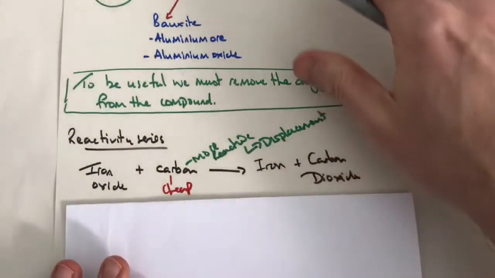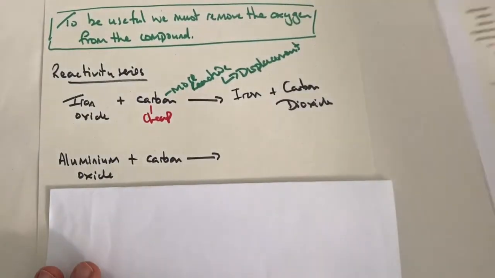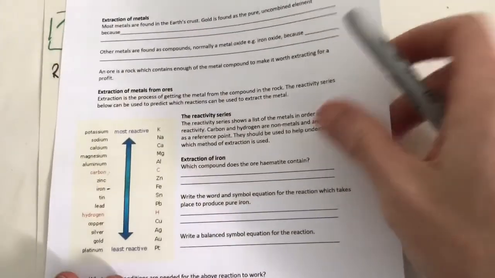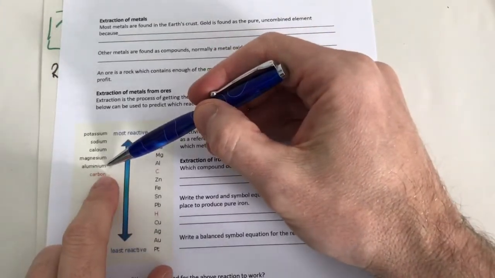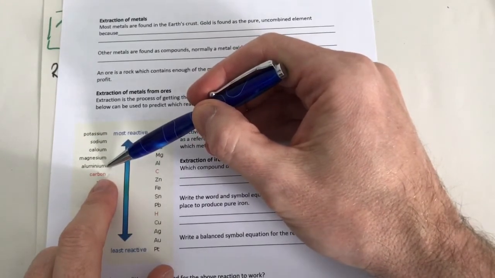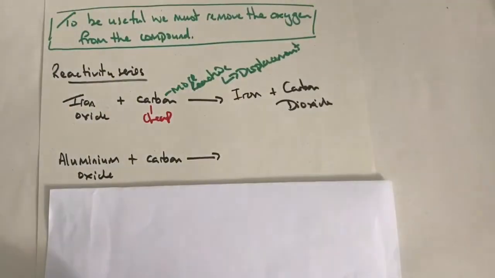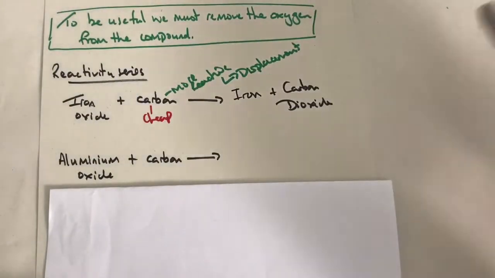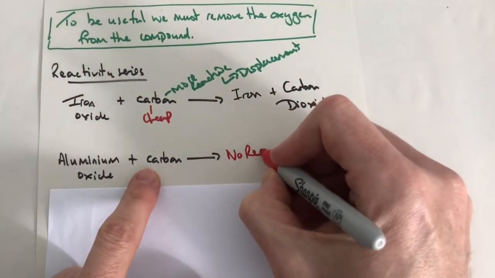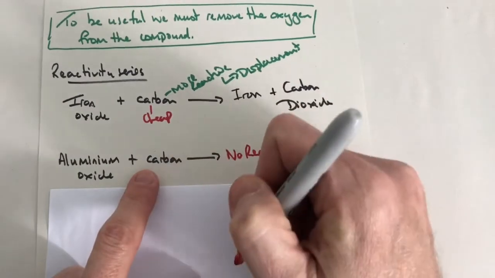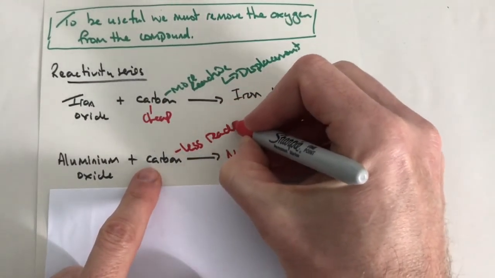Okay, compare this to aluminium, and if we've got aluminium oxide and reacting it with carbon, if I just come back to my reactivity series, you can see here that aluminium is above carbon, and therefore if this has got the oxygen, carbon is not reactive enough in order to do this. It will not displace the aluminium from the compound. So here, this reaction is going to be no reaction. Nothing will happen. So this is no good for us. Why? Because carbon is less reactive.